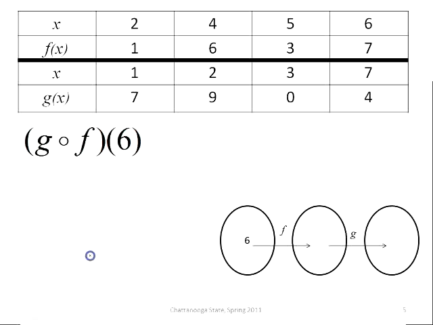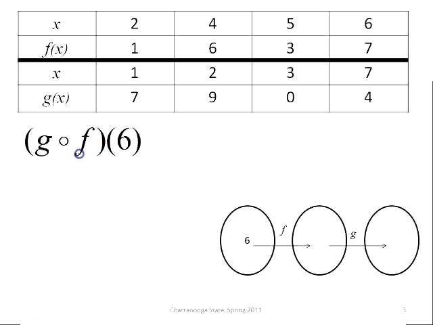Now here I have a table of values, so we've got to be sure we understand what's in this table. The first row are x values. The second row are the values of f of x. So if x is 2, f of x is 1. If x is 4, f of x is 6, and so on. Then down below that, I have another row of x values and the values of g of x.